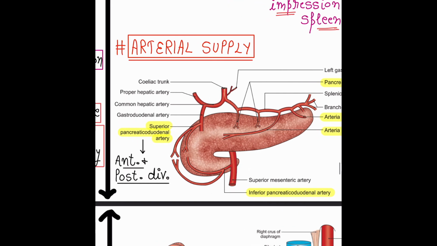And then here is the celiac trunk. From that you have the common hepatic. Common hepatic gives off a branch, gastroduodenal, and the gastroduodenal artery further gives off one branch known as the superior pancreatico-duodenal artery, supplying the duodenum and the pancreas as well. Now again you have two divisions, I should say. The anterior division supplying the anterior part, and the posterior division.